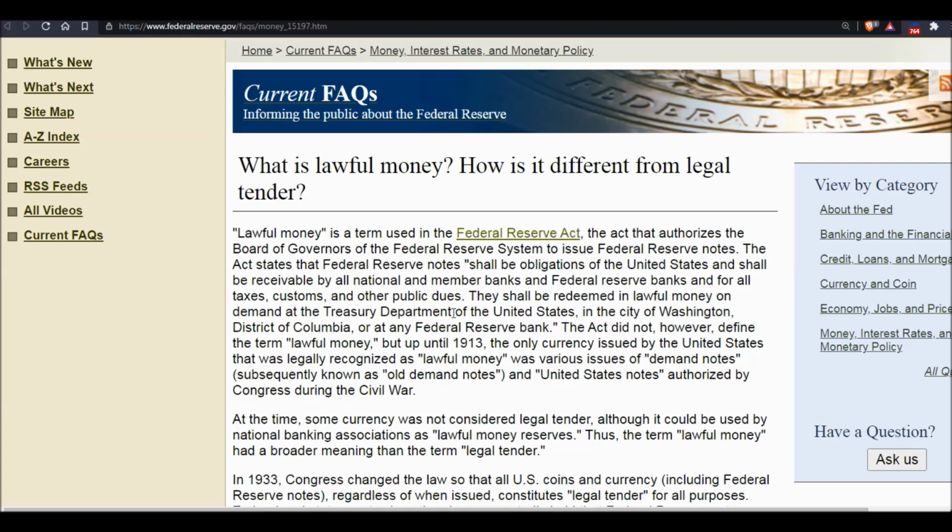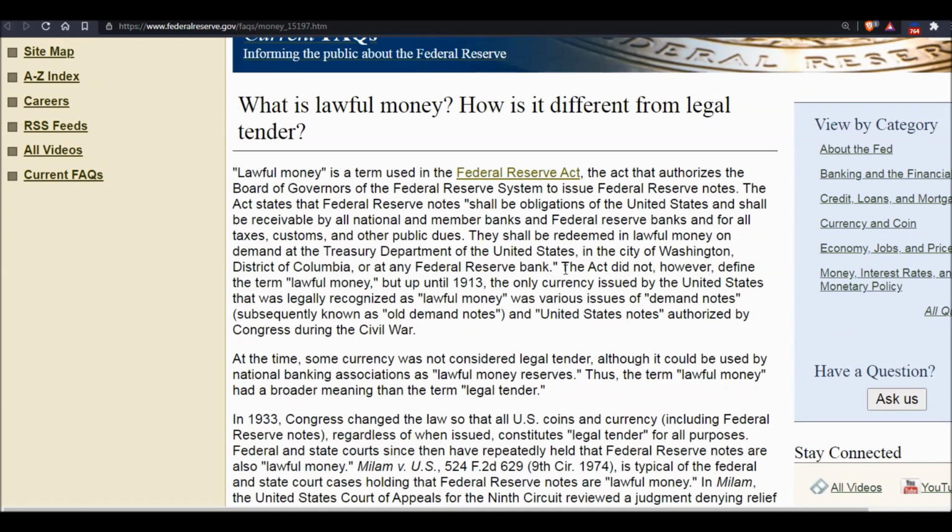They shall be redeemed in lawful money on demand of the Treasury Department of the United States in the city of Washington. Now remember, it's referring to Federal Reserve notes now. Nothing else. They will honor it at the Treasury Department of the United States, located at Washington, District of Columbia, or at the Federal Reserve Bank. That's the quote.